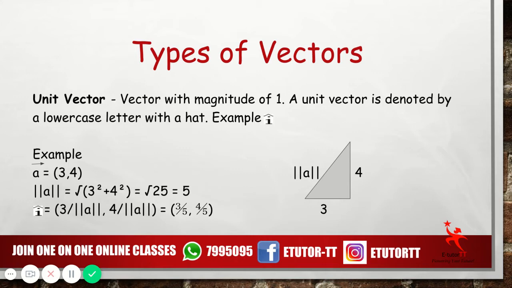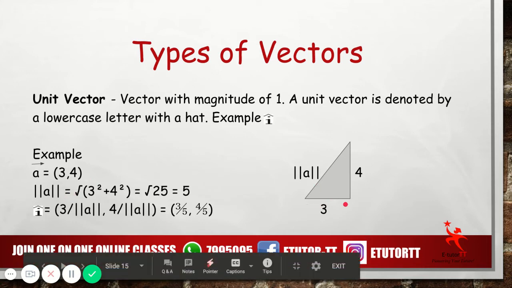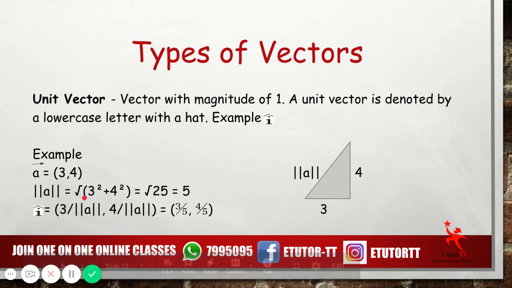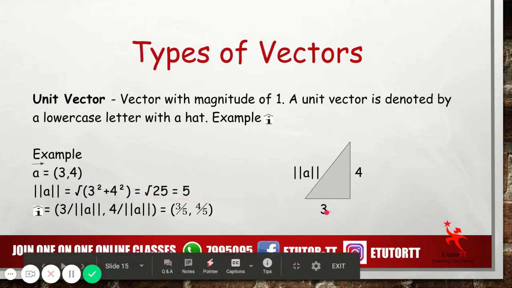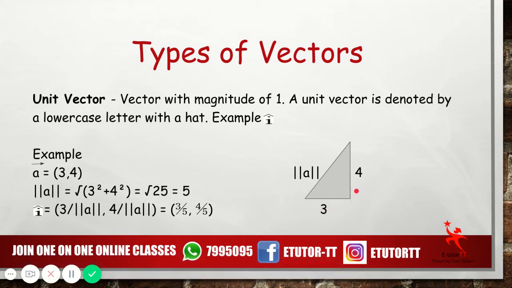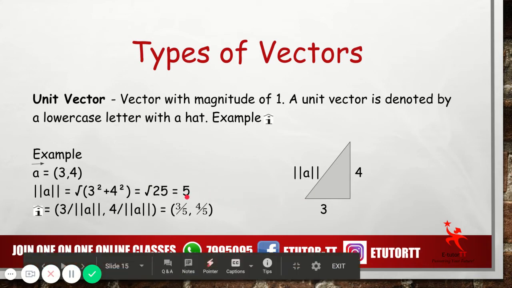For example, vector A equals (3, 4). If you look at this diagram here, one side of the triangle is 3, the other one is 4, so the x and y. Now, the magnitude of A is equal to the square root of 3 squared, so x squared, plus y squared, which is 4 squared, and that is equal to 9 plus 16, which is 25. So now it becomes the square root of 25, which is equal to 5. So this side here will be equal to 5.